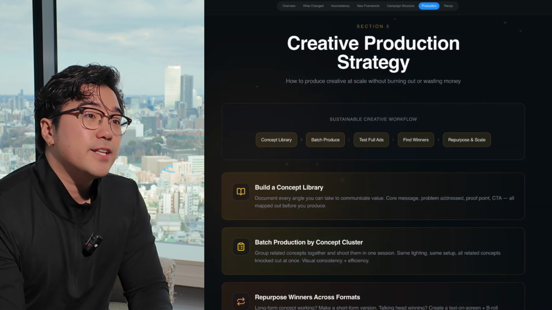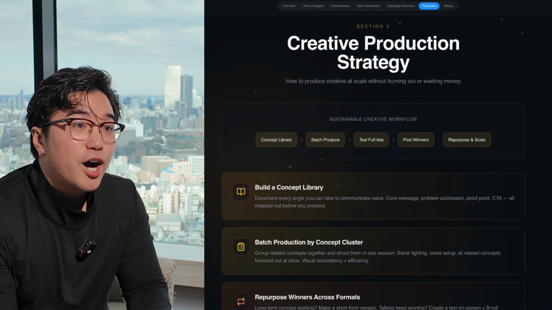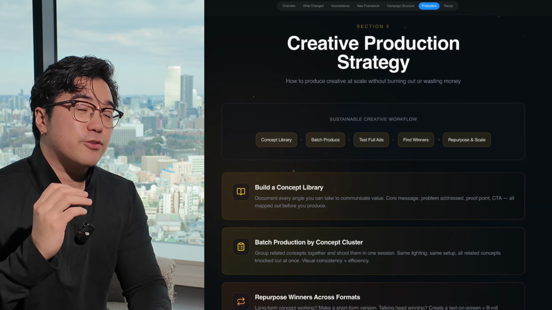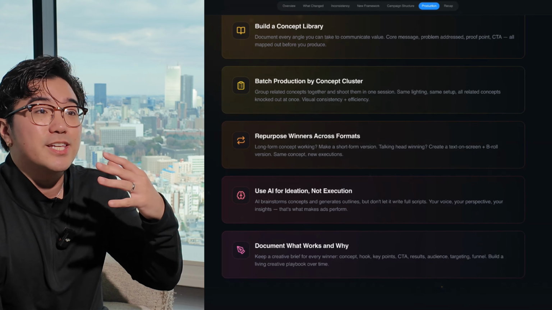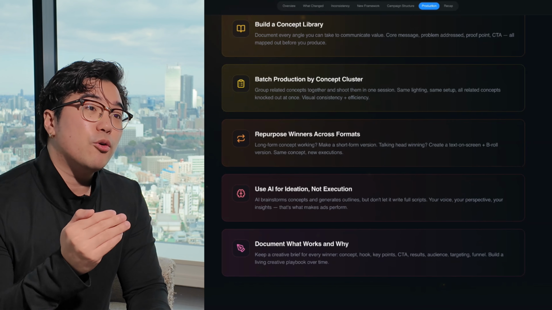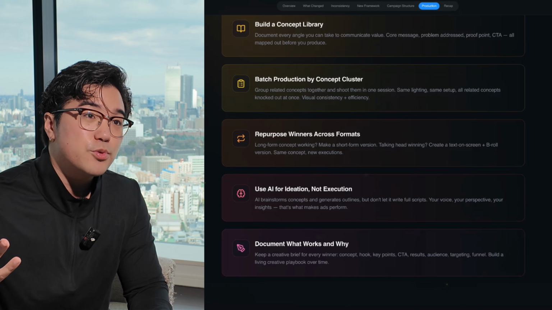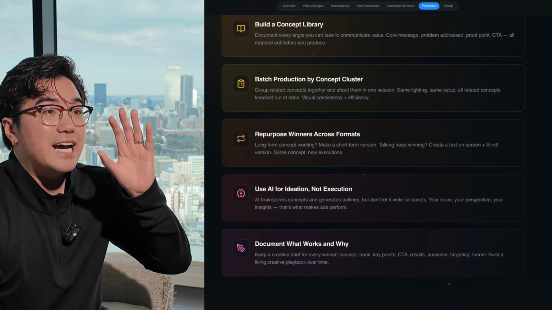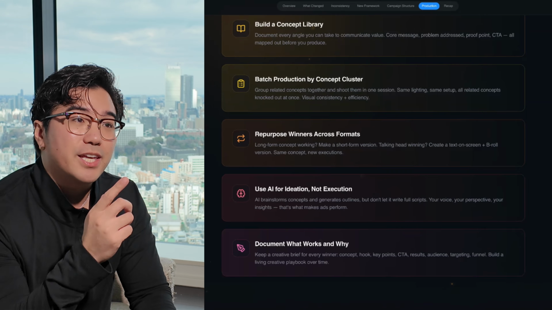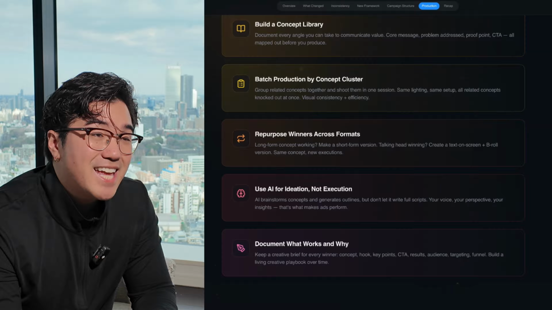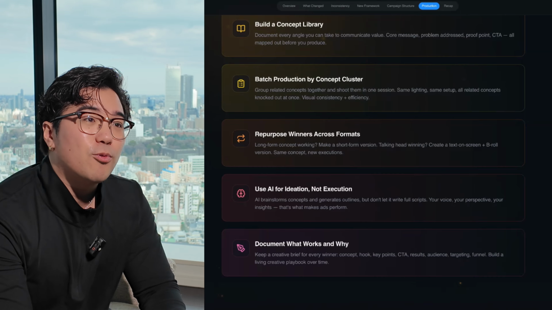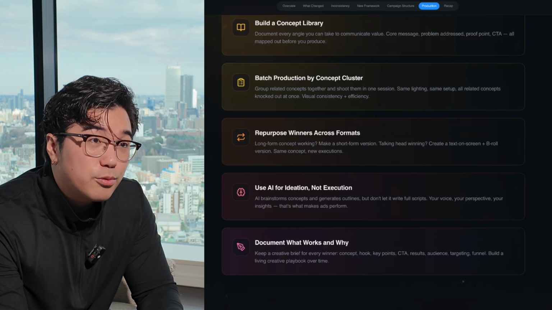Fourth, use AI tools for creative ideation, not execution. AI is great for brainstorming concepts, generating scripts, outlines, and organizing your creative strategy. But don't use AI to write your full scripts or create your ads, because the output is generic and it won't sound like you. Your voice, your perspective, your specific insights, that's what actually makes your ads perform. AI can help you think through ideas further, but the execution has to be authentically yours.